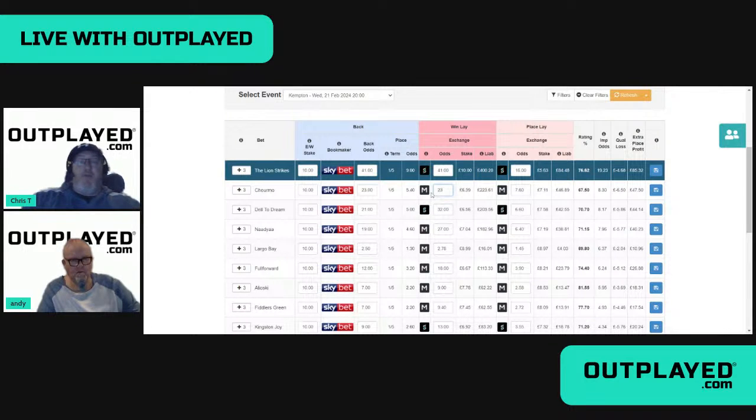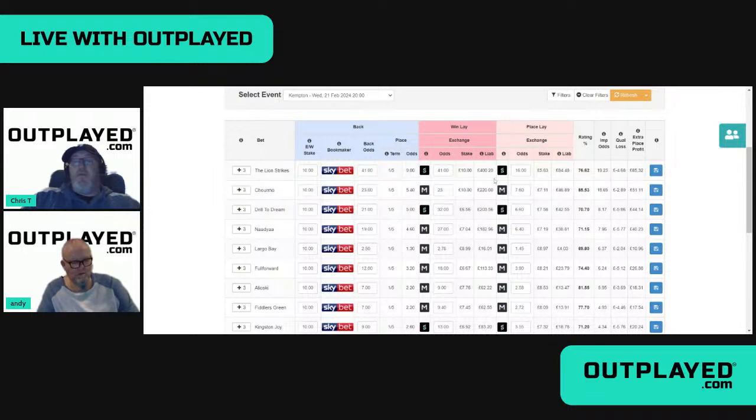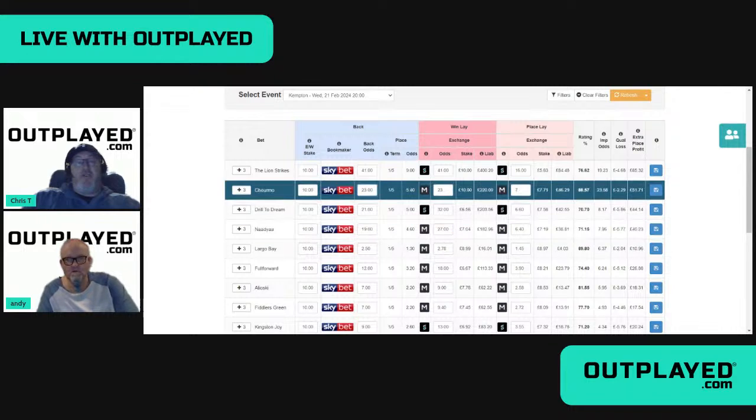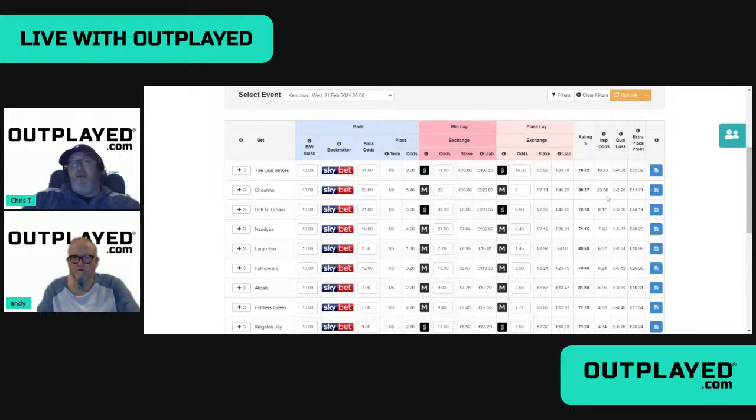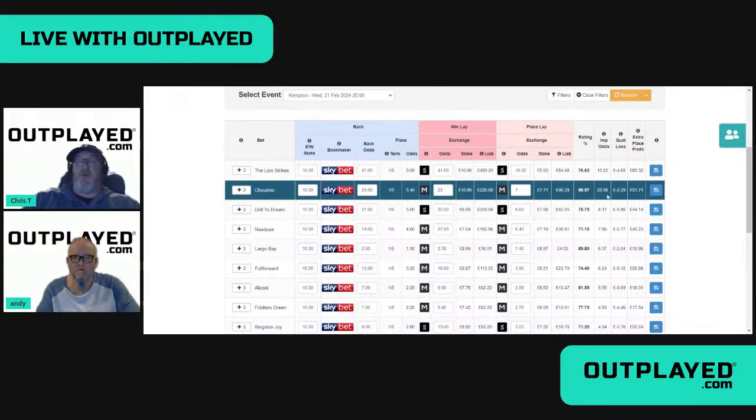So if we're looking at the one just below, and I'll change that to 7 so I know that'll be there. Because the odds are lower on this horse, being at 23 on Chiramo, we'd be looking at exchange odds for the win at 23, lay odds at 7. We can see that the qualifying loss is only going to be £2.29 on that, and the extra place profit would be £51.71. But this gives us massive implied odds of 23.58, which I'd be on all day, every day, all over that, no problem whatsoever.